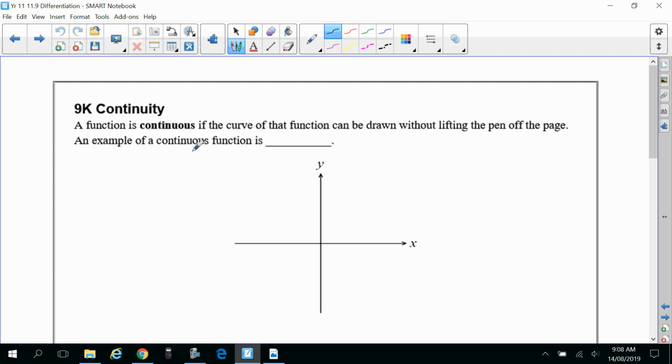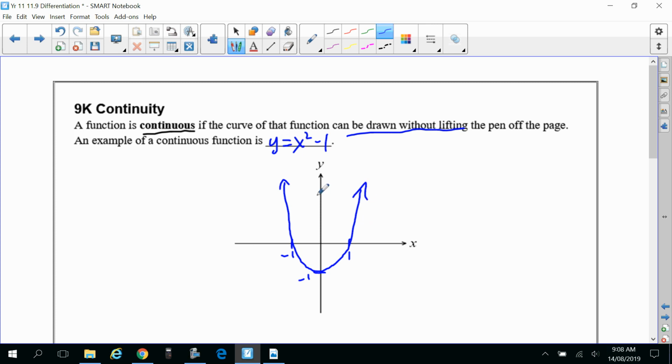At continuity. A function is called continuous if the curve of that function can be drawn without lifting the pen off the page. Example of a continuous function, it will be a parabola. That's one example. So let's draw it. I could draw the parabola without lifting the pen off the page. Pretty easy.